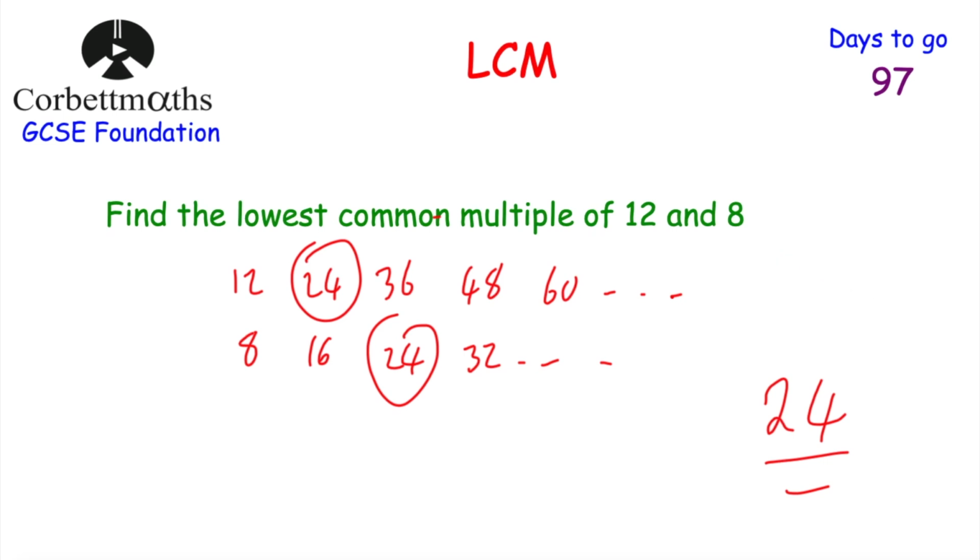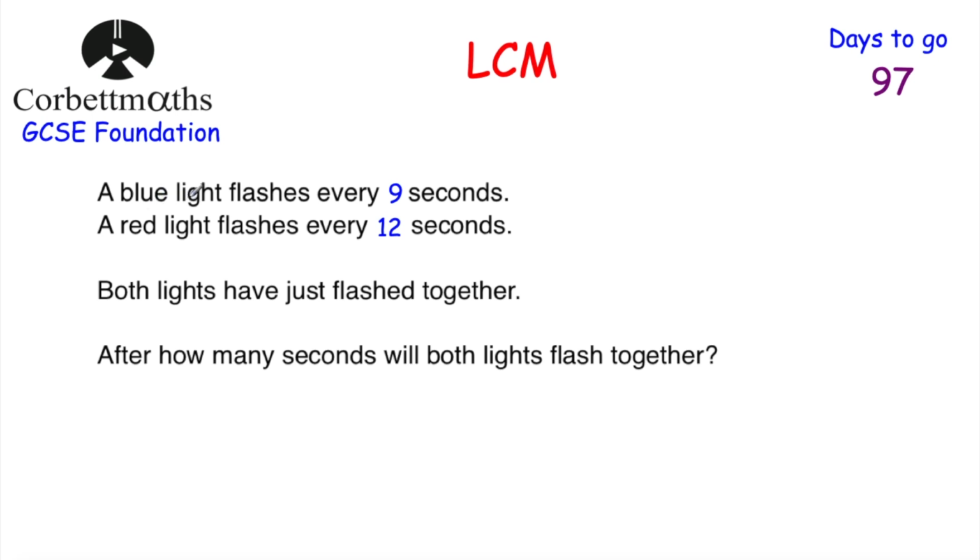Now let's have a look at a question in a context. So we've got a question here. It says, a blue light flashes every 9 seconds and a red light flashes every 12 seconds. And both lights have just flashed together. After how many seconds will both lights flash again? So have a go at this now. Pause the video and have a go at this one.